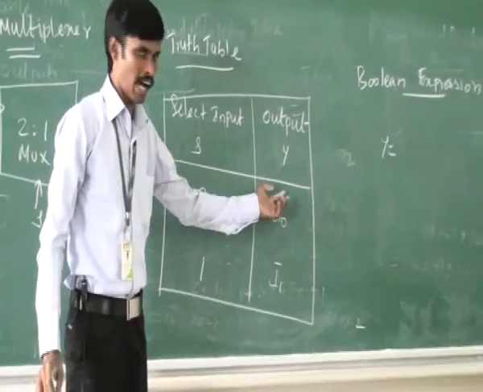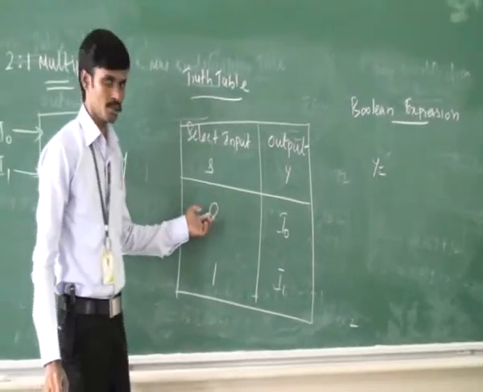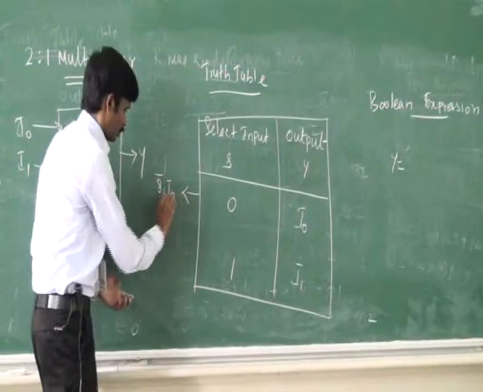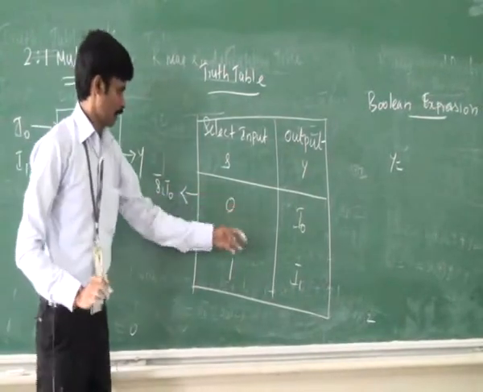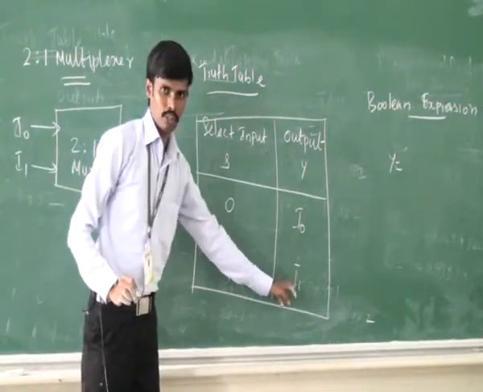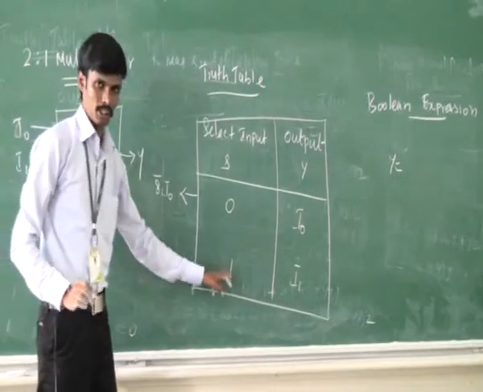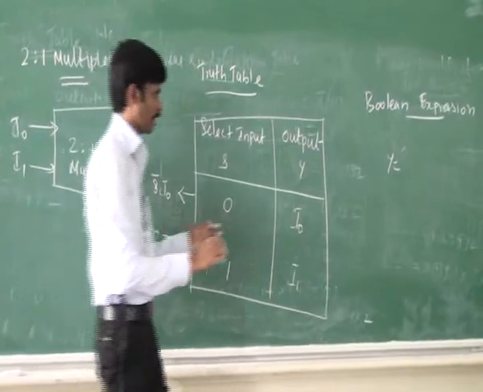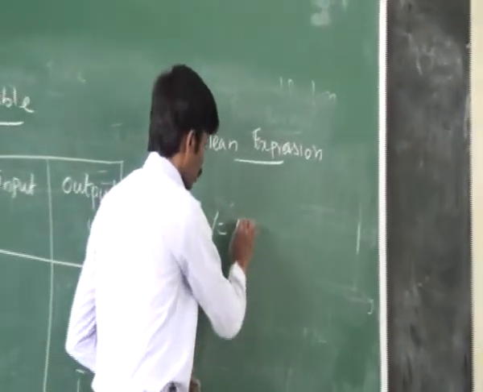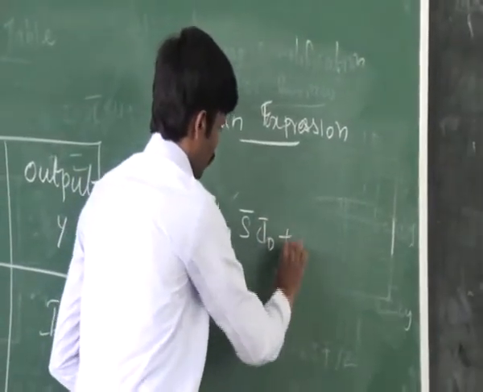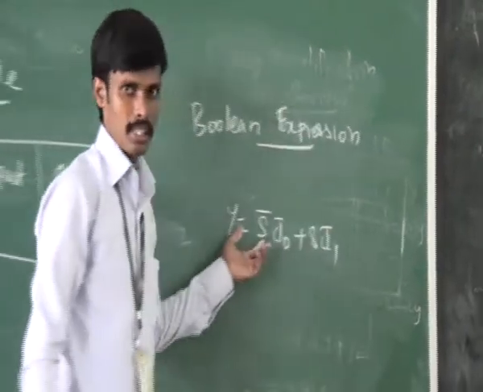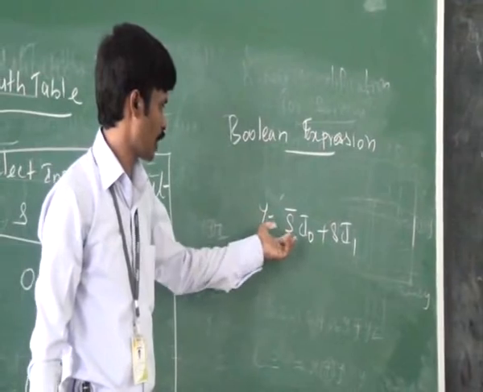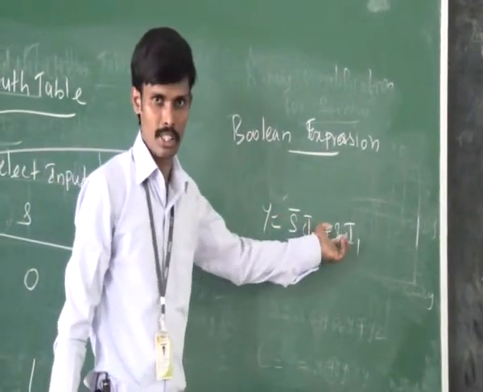Here the output is equal to the value of I0 when S is equal to 0. This represents S bar into I0. Then the output will be equal to the value of I1 when S is equal to 1. This represents S into I1. Now the final expression will be Y is equal to S bar into I0 plus S into I1. This is the required Boolean expression for the 2x1 multiplexer. Y is equal to S bar into I0 plus S into I1.